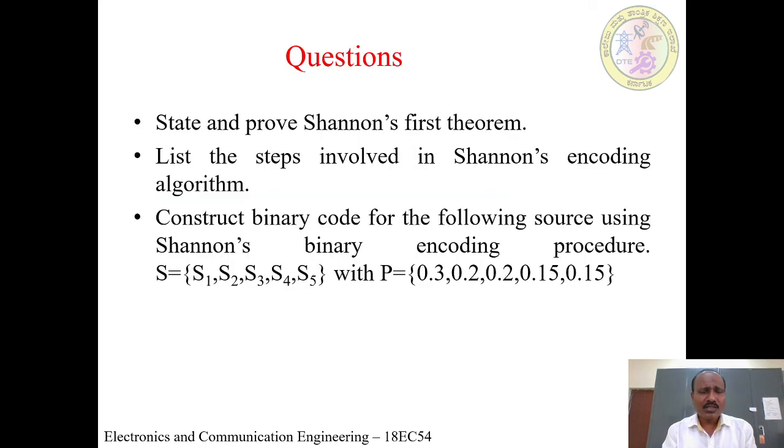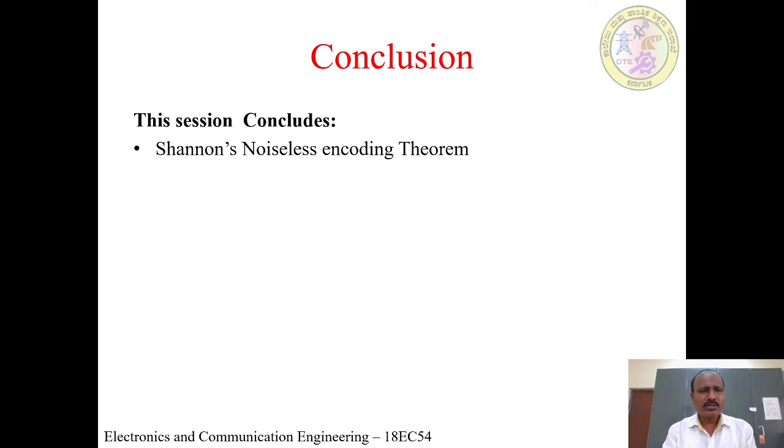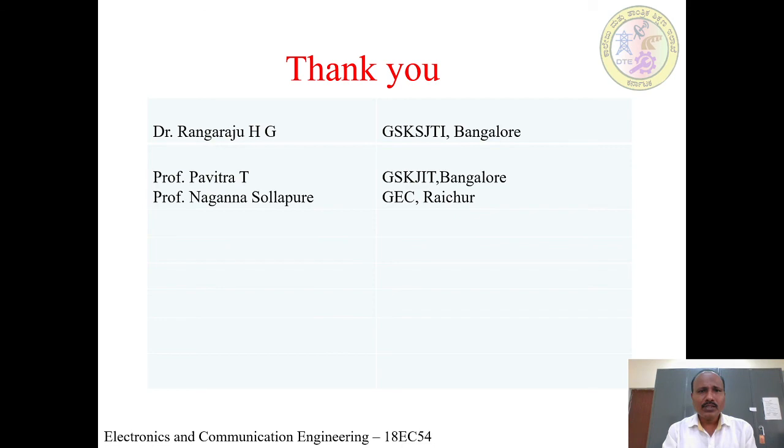And these are some questions listed for this session: state and prove Shannon's first theorem, list the steps involved in Shannon's encoding algorithm, and lastly construct a binary code for the following source using Shannon's binary encoding procedure, given S1, S2, S3, S4 and S5 with probabilities 0.3, 0.2, 0.2, 0.15 and 0.15 for S1 to S5. And this is the conclusion. This session concludes Shannon's noiseless encoding theorem. Thank you.